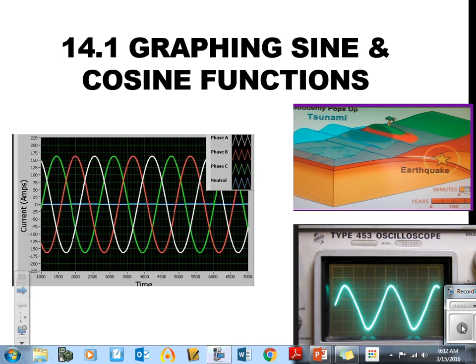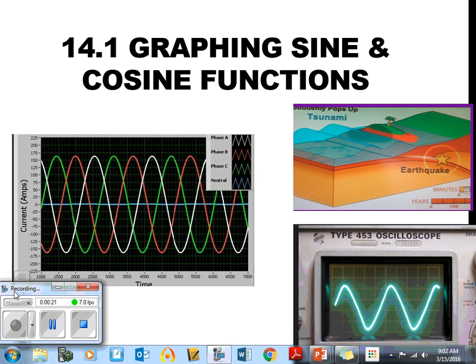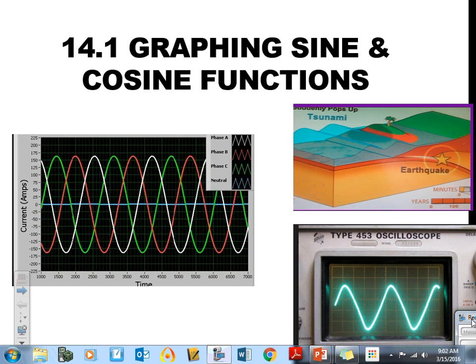So sine and cosine functions are all around us. Waves, tsunamis, sound waves are cosine and sine waves. They are truly something that is a real world application. And so today we're going to spend some time graphing them by hand.